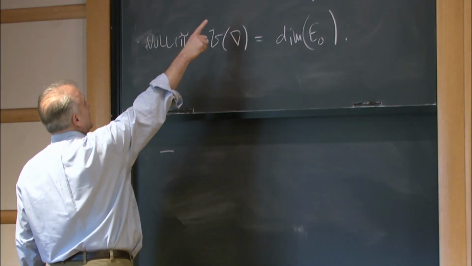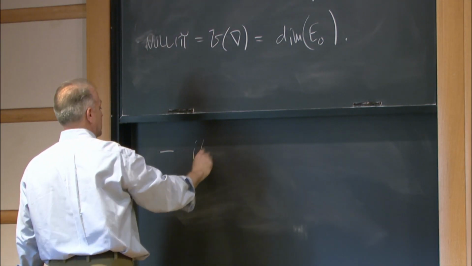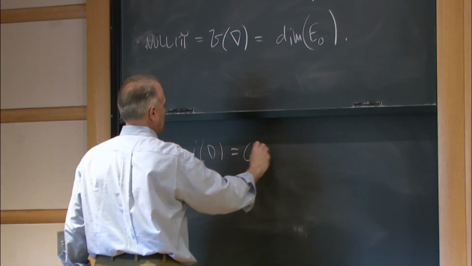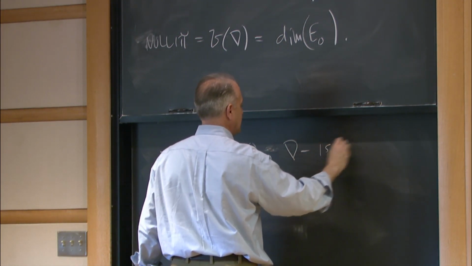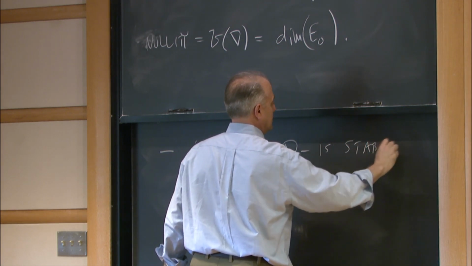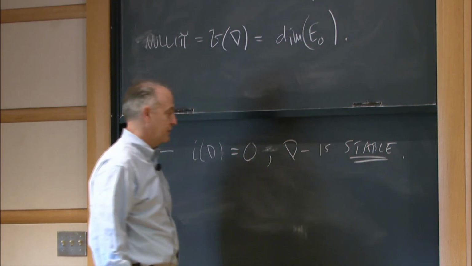Okay, so if the index is 0, then we say that the connection is stable. So that means the second variation is non-negative.